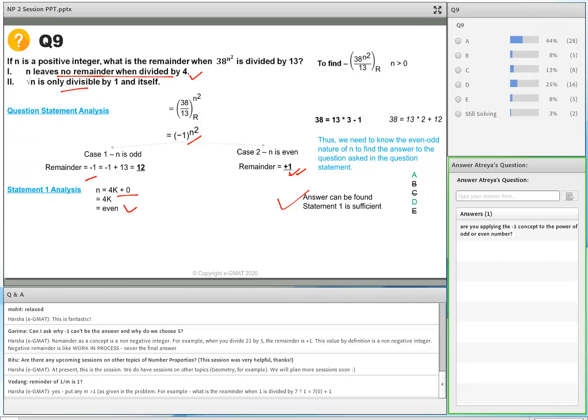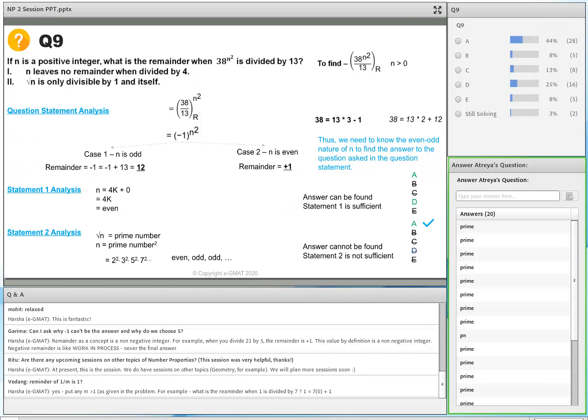Now I am going to open the short answer poll. Guys, what kind of a number is divisible by 1 and itself? Which numbers are divisible by 1 and itself? Absolutely correct. Only prime numbers are divisible by 1 and itself, right? It has to be a prime number. So root of n has to be a prime number. If root of n has to be a prime number, if you square both the sides, n has to be the square of a prime number.